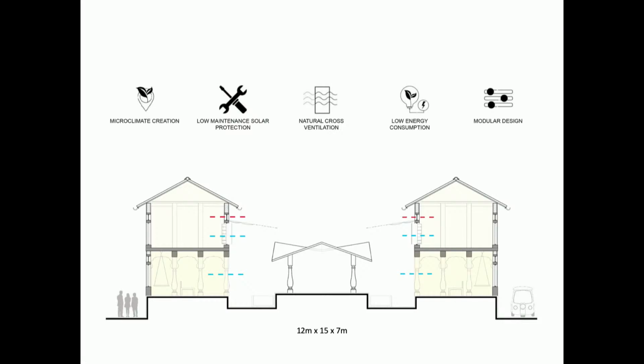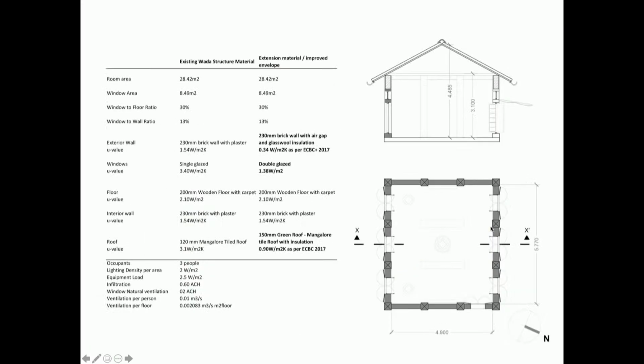I've created a courtyard which is 12 by 15 by 7 meters, and the natural ventilation is only through the courtyards. I have done the wind study, but I've already shown it. That's why I've not put it in this presentation.